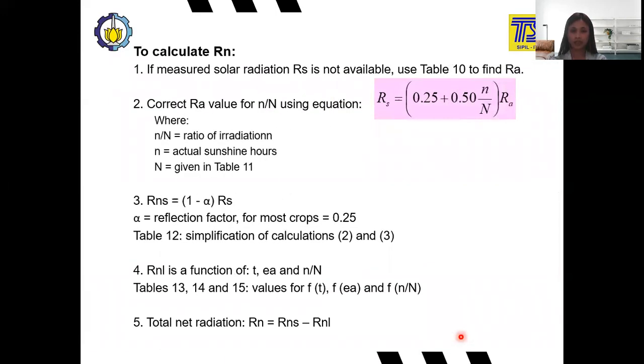Then after that, you can multiply them: f(T), f(ea), and f(n/N). And then we get the RNL. Then after that, you can calculate the total net radiation by using the difference between the RNS and RNL.